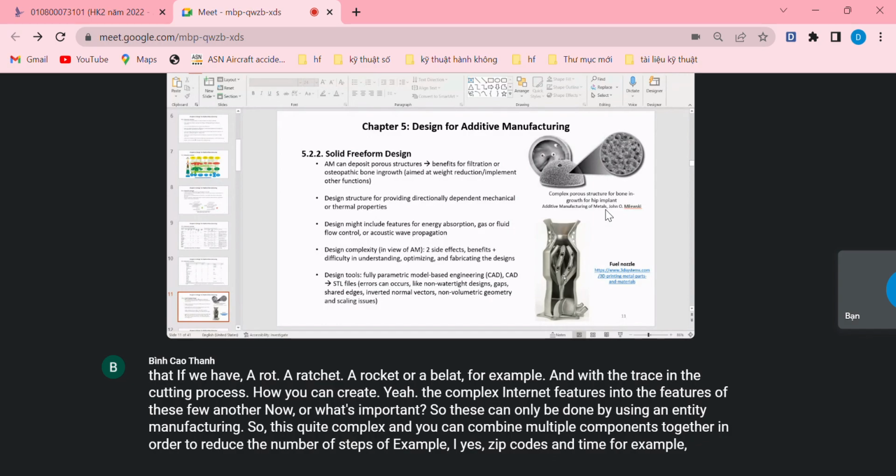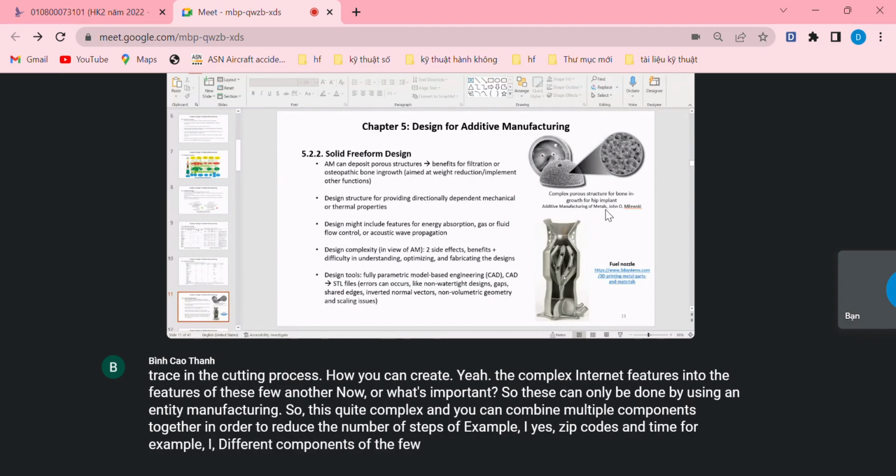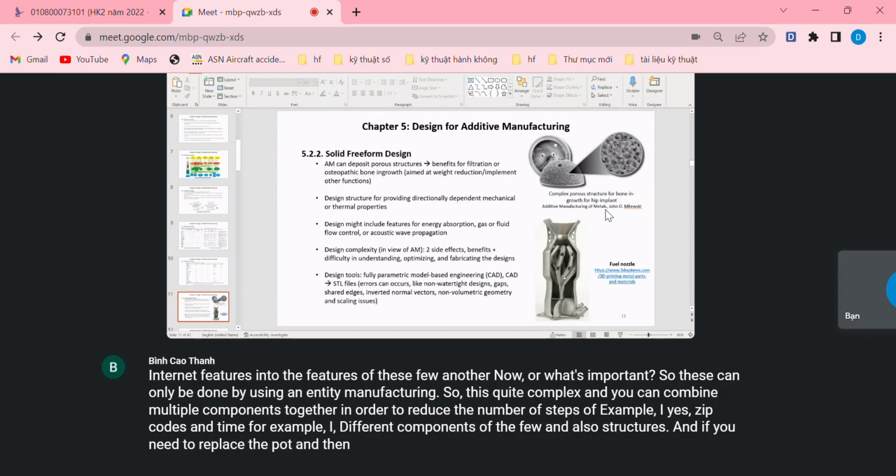Yeah. For example, different components of the fuel nozzle structures. And if you need to replace the part and change the whole part, it requires a short period of time.